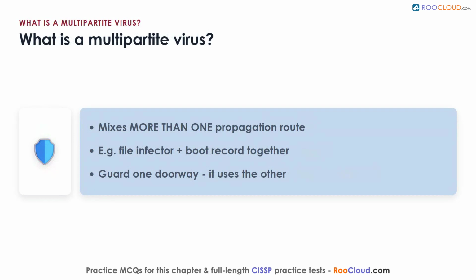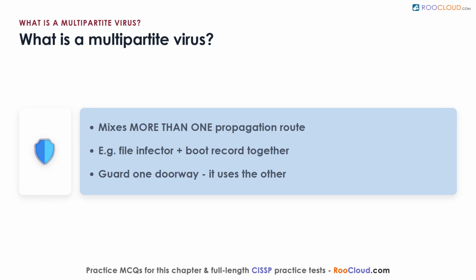What is a multipartite virus? It simply refuses to spread only one way. A multipartite virus mixes more than one propagation route in a single package. For instance, it might infect executable program files, which makes it a file infector, and also write itself into the boot record, which makes it a boot sector threat. The point is coverage. If your defense guards only one doorway, the virus strolls in through the other.